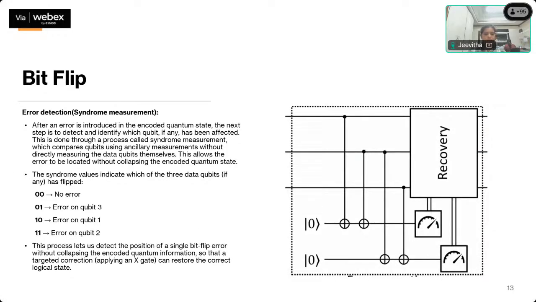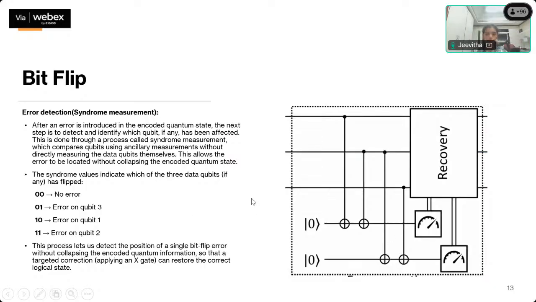The next step obviously will be my error detection part, which is also known as syndrome measurement. The reason we call it syndrome measurement is that here we introduce two more qubits and we call these syndrome bits. You can also call them ancilla qubits. These two are my syndrome bits and we measure only these two bits. I'll explain the procedure, but I'm just telling why we call it syndrome measurement.